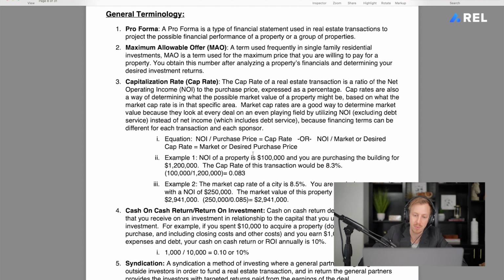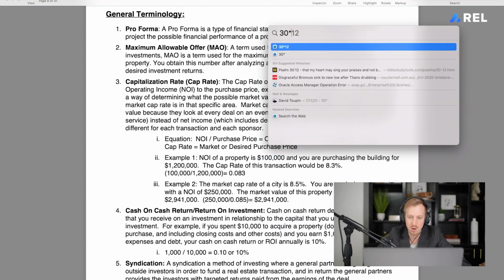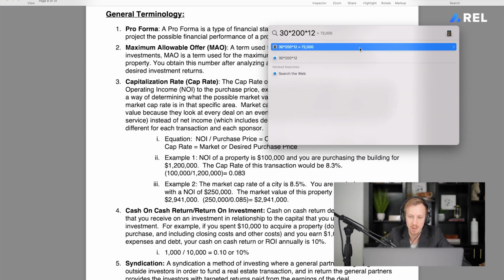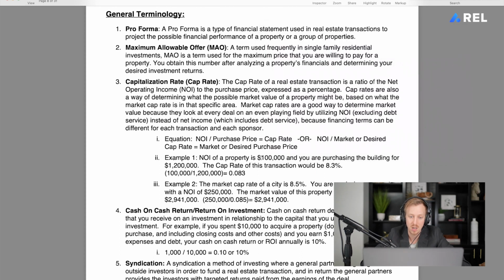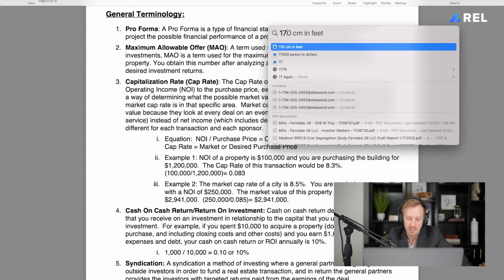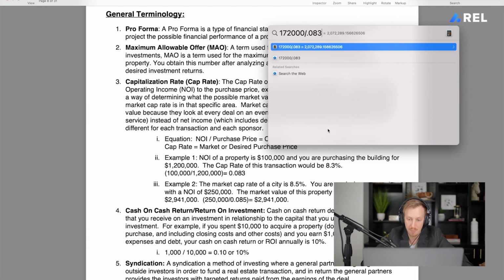Let me give you another example. If I bought this property for $1.2 million, $100,000 NOI, I am going to go in and increase the rents. Let's say I have a 30-unit property and I increase the rents $200 per unit per month times 12 months. I increase the income by $72,000, which then reflects my net operating income, a $72,000 increase. So let's say my NOI is now $172,000, and I sell it for the same cap rate, 8.3 cap rate.